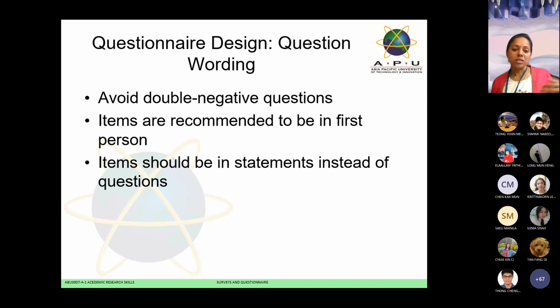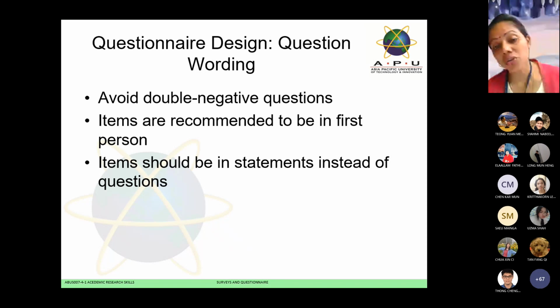Construct your statements in first person. Like, use the pronoun you. Would you prefer walking to school? Or would you prefer studying from home? Would you prefer going for physical classes? So when you use words like you, your questionnaire becomes personalized. It makes a lot of difference when the reader is reading. And remember, it doesn't mean that in a questionnaire you ask WH questions throughout. No, okay? You could ask statements.